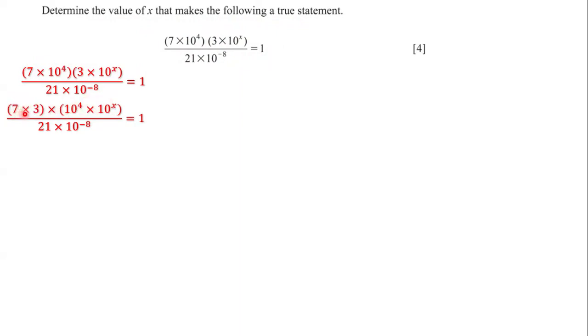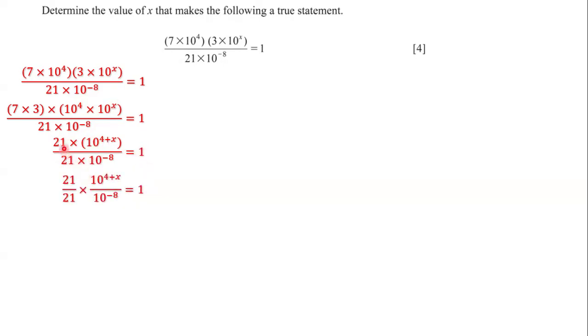Next, we say, what is 7 times 3? Well, 7 times 3 is 21. So we multiply these two, and let's multiply these two. Well, we have two terms that have the same base. And so whenever you have two terms that have the same base and you're multiplying them, you have to add the powers. And so it's going to be 4 plus x. And so we have 10 raised to the power of 4 plus x. Okay, so now we have 21 times 10 raised to the power of 4 plus x divided by 21 times 10 to the power of negative 8 is equal to 1.